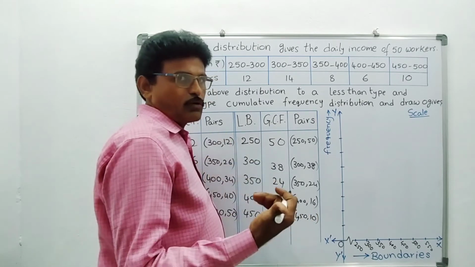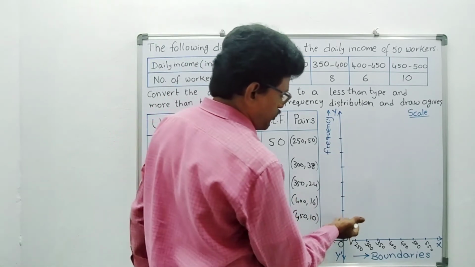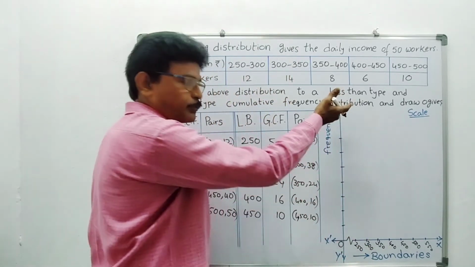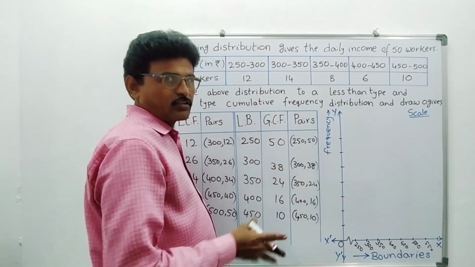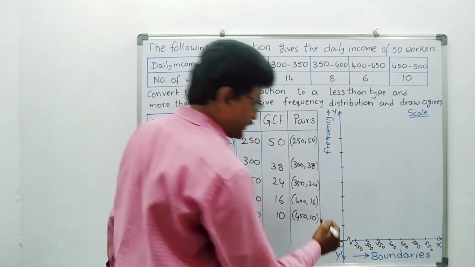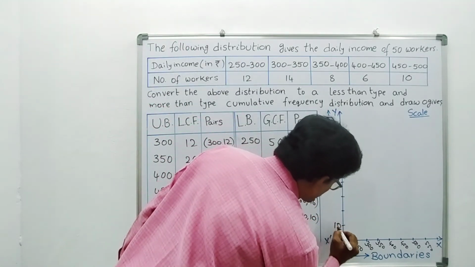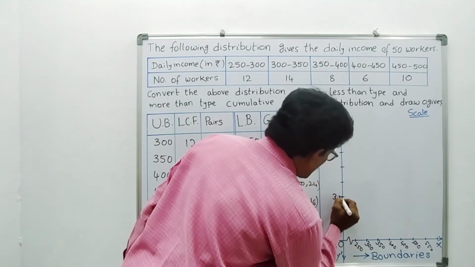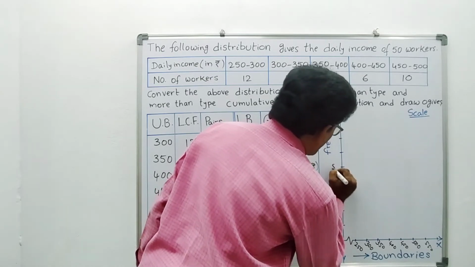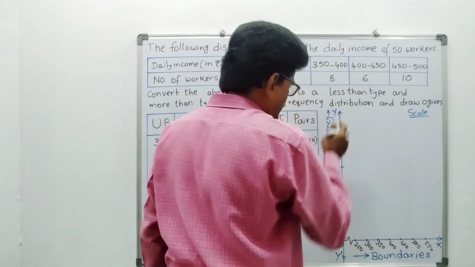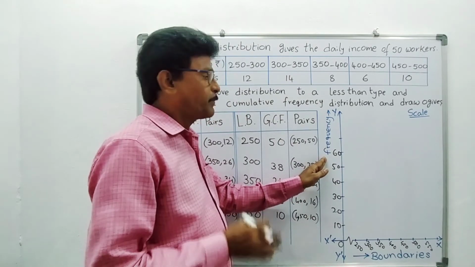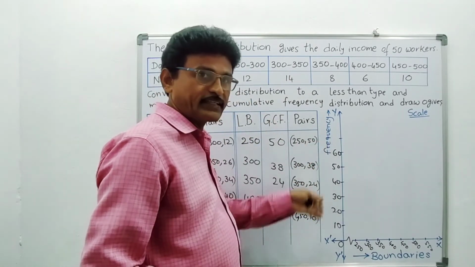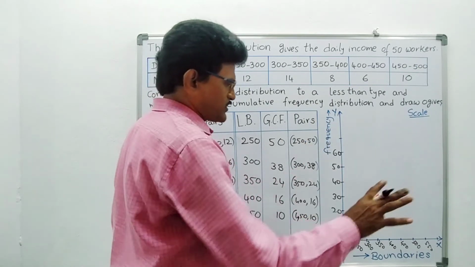Students, in your graph sheet, you take 5, 10, 15, 20, up to 10 centimeters. But here space is not that much, so I am taking 10, 20 like that. 10, 20, 30, 40, 50, 60. All these are frequencies, not L.C.F, not G.C.F. Simply frequencies, because both frequencies are there here. First we have to complete this one.